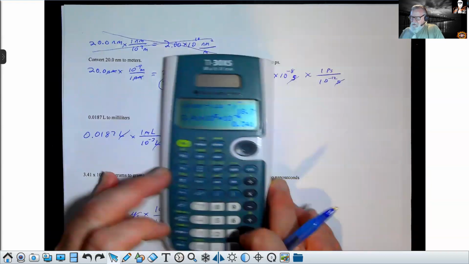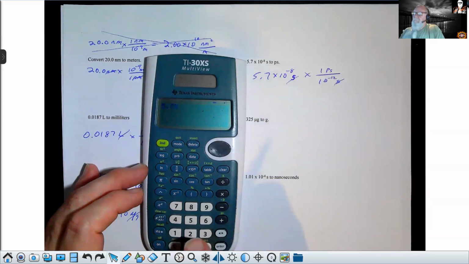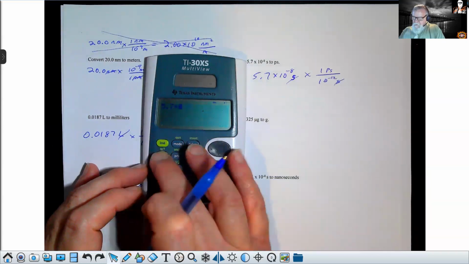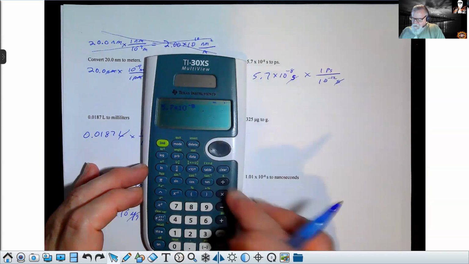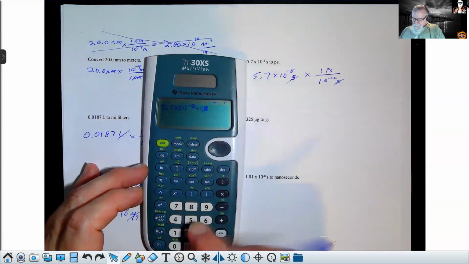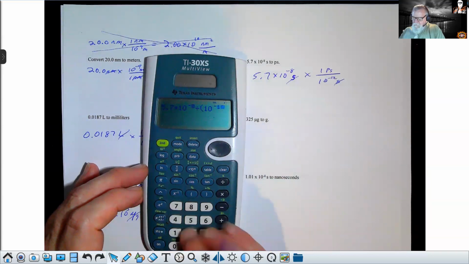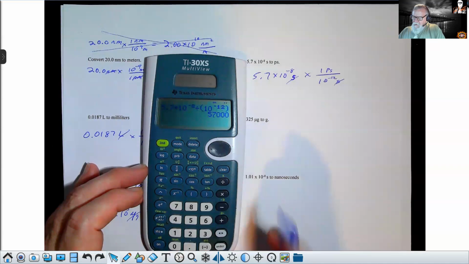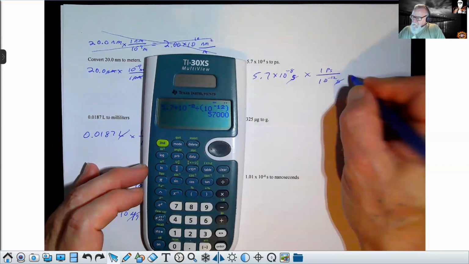And we do the calculation here. 5.7 times 10 to the negative 8 divided by 10 to the negative 12 equals 57,000.